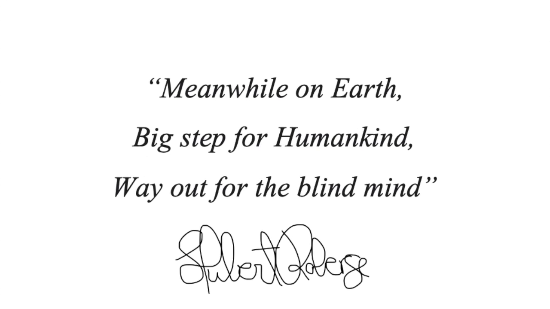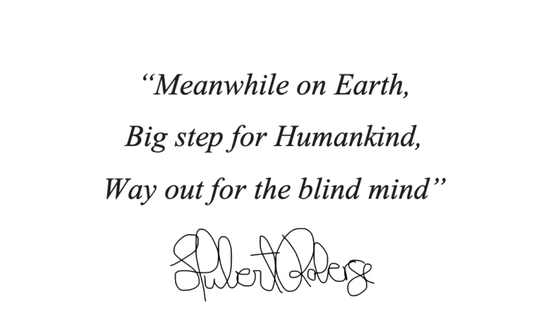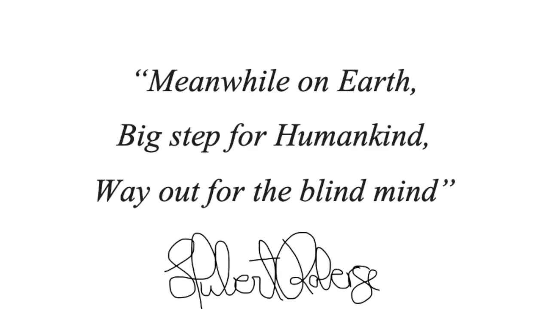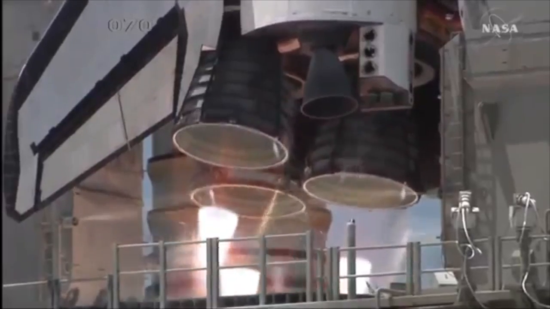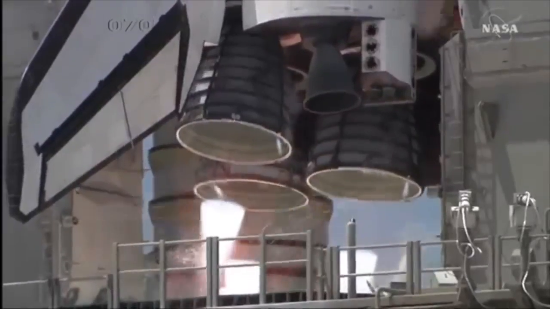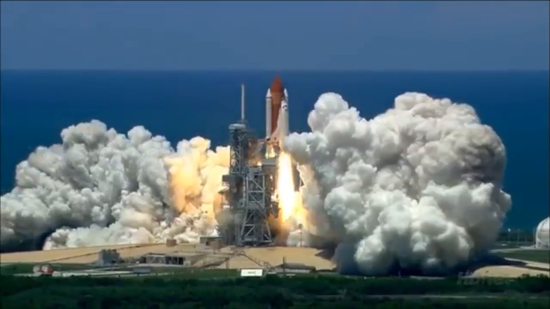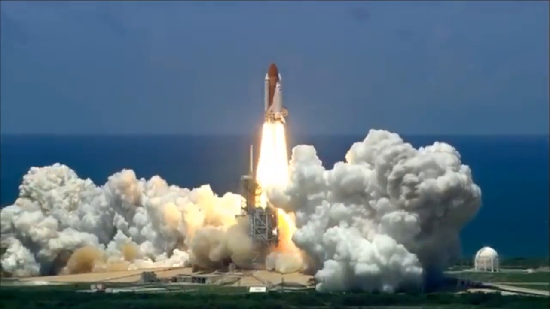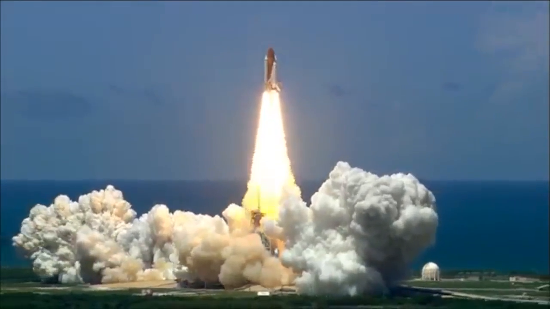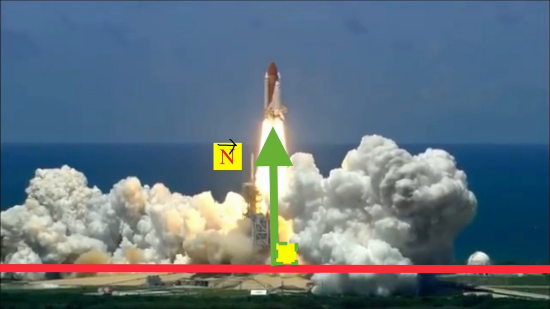Meanwhile, on Earth, big step for humankind, way out for the blind mind. Rocket leaving Cape Canaveral. A 2D normal vector is when a vector is perpendicular to a surface at a given point. In the case of the rocket leaving Cape Canaveral, the rocket has a displacement pointing straight upwards, therefore creating a 90 degree angle with the surface on which it was previously at rest. In this case, only the y component of the rocket displacement represents the magnitude of the normal.